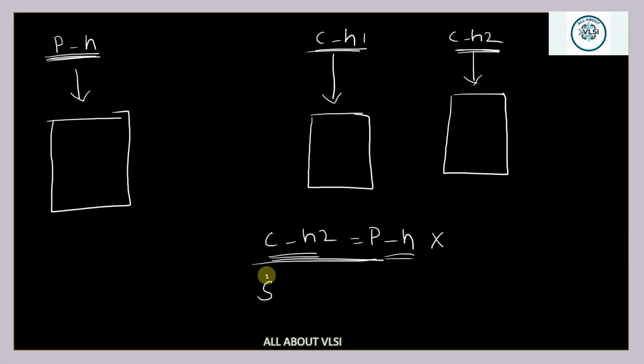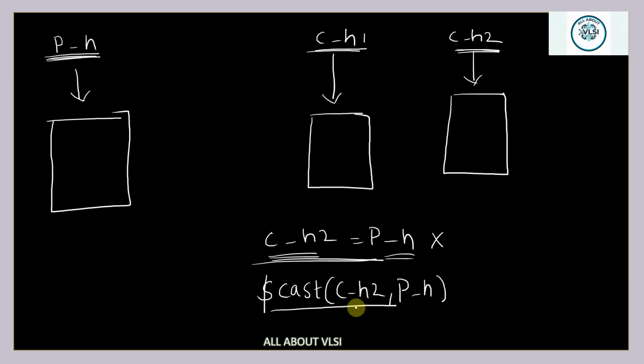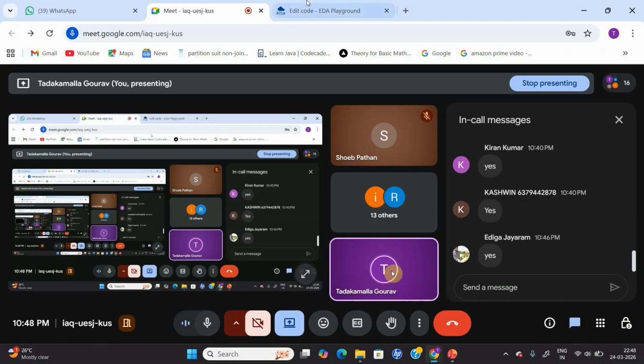Now, if we use casting, $cast(c_h2, p_h). What do you mean by casting? Casting is nothing but conversion of one data type to another data type, of the source data type to the destination data type. So here you are trying to point this child handle to one particular handle, that is p_h. This c_h is a child class handle and this p_h is a parent class handle. So casting will not allow it because these two are different. Your child cannot point to a parent, and that is the error you are going to get.